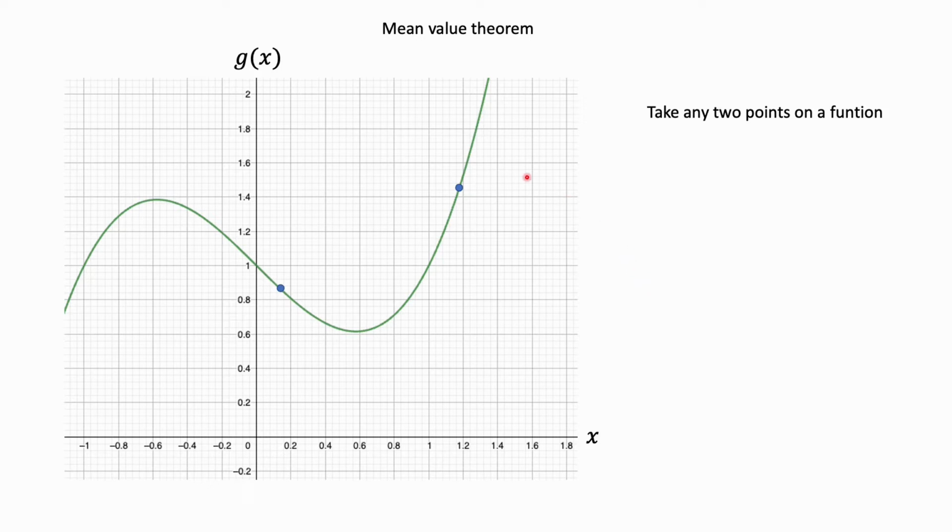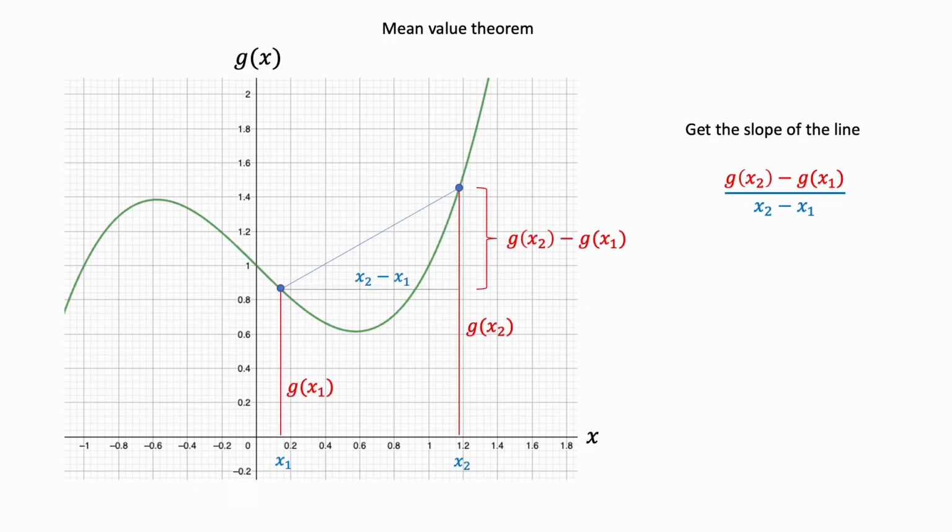If you take any function, which we're going to call g of x, and you take 2 points on the function, and you make a line between these 2 points, what's the slope of this line? Well, you take the value of the function g at x2, subtract from it the value of the function g at x1, and then divide by this distance, x2 minus x1. So that's clearly the slope of this line.